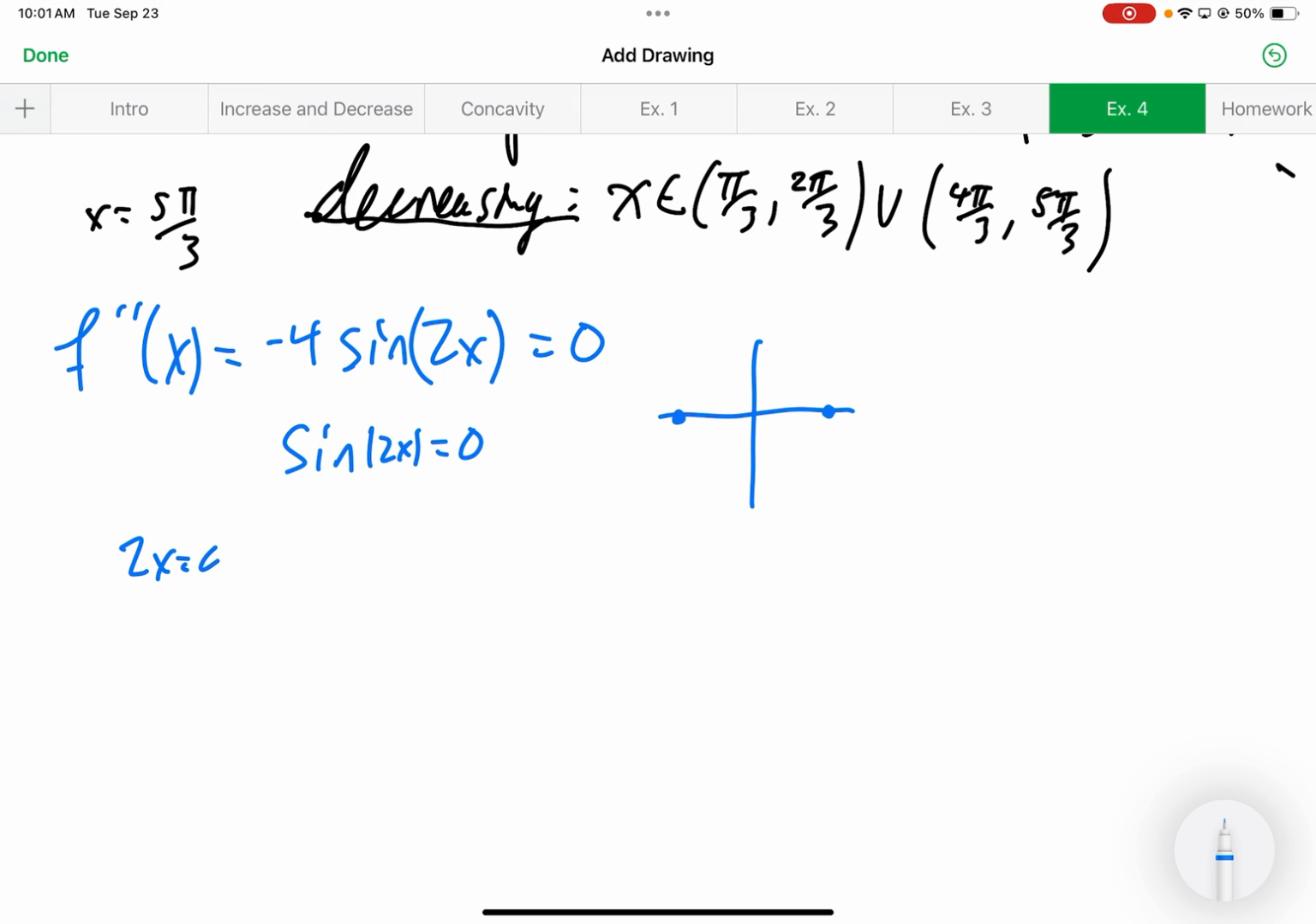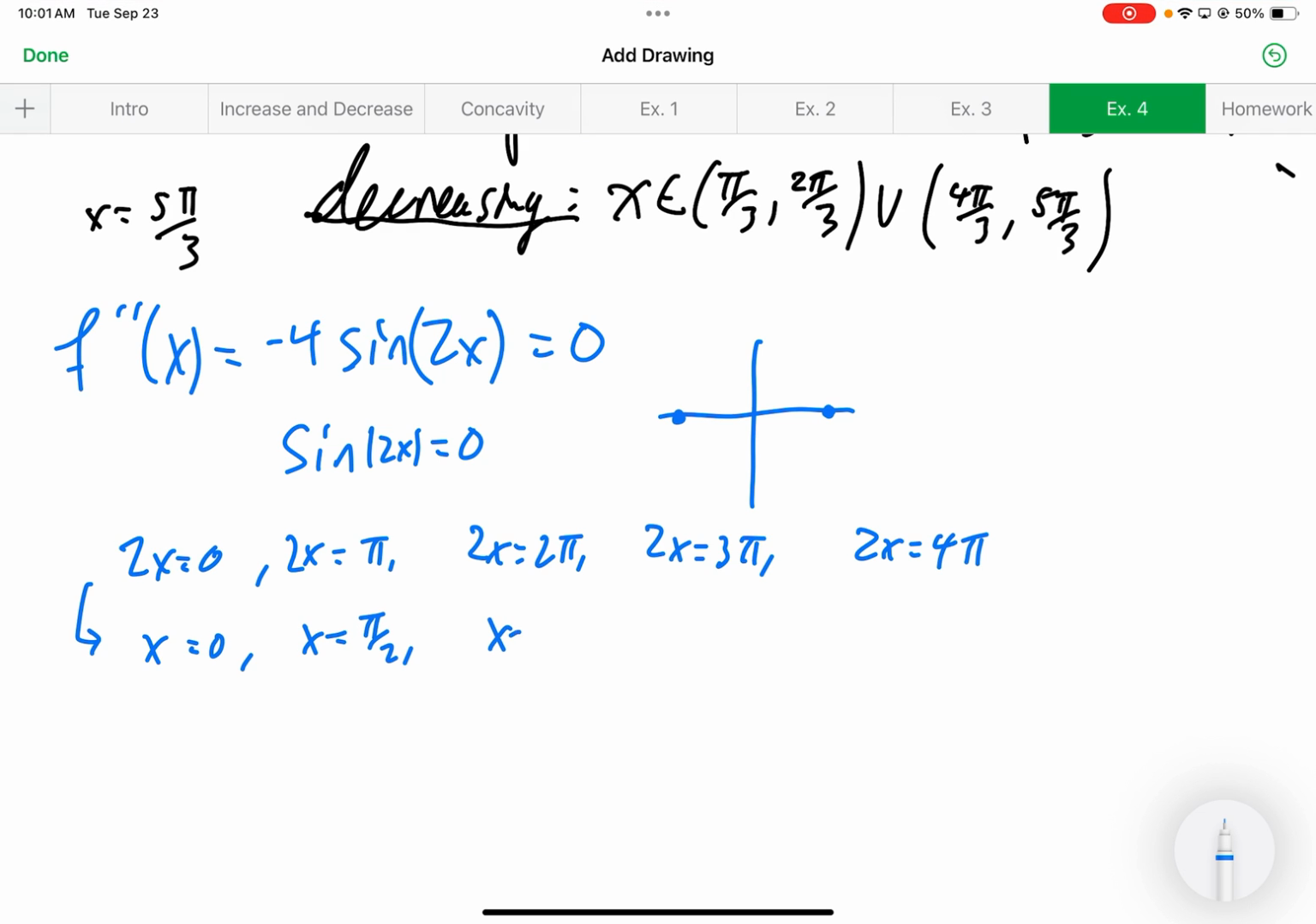Okay, so then 2x equals 0. 2x equals pi. 2x equals 2 pi. 2x equals 3 pi. 2x equals 4 pi. Divide each of them by 2. So I would get 0, pi over 2, pi, 3 pi over 2, and 2 pi.